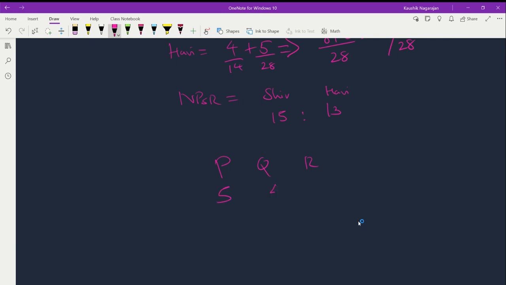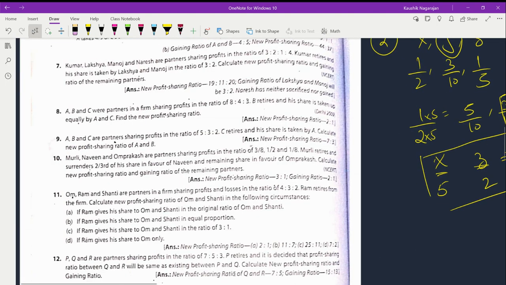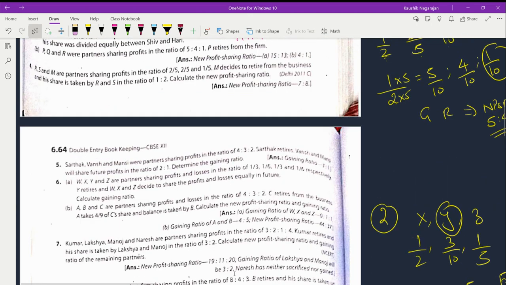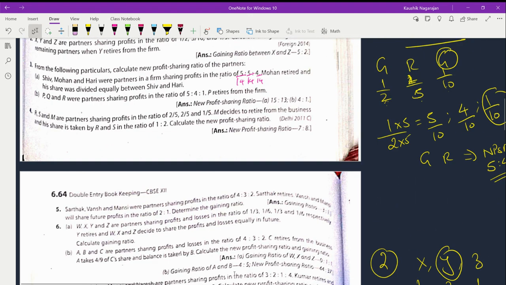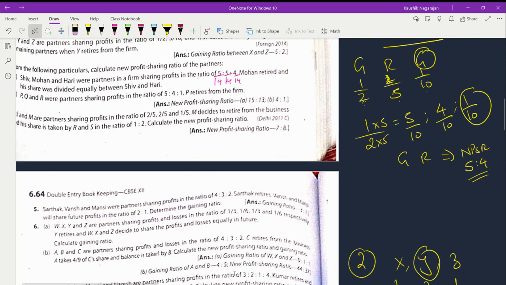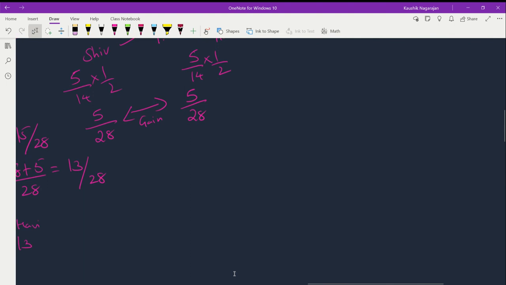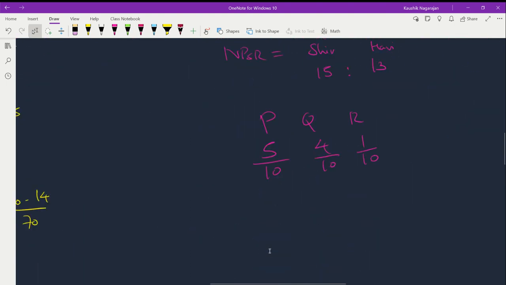And the ratio is 5 is to 4 is to 1. That means 5 by 10, 4 by 10, and 1 by 10. According to the question, it is mentioned that the partner who is retiring from the business, partner P, retires from the firm, and they have asked us to find out the new profit sharing ratio. So partner P is retiring, so just make sure that P retires.